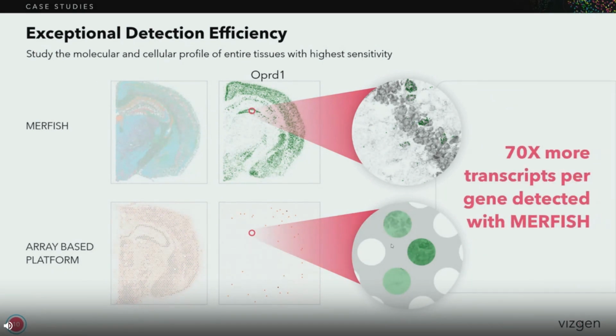When we compare these two datasets, we consistently found that MERSCOPE detects 70 times more transcripts per gene versus the array-based platform. So just think about the difference in terms of sensitivity here, and how much information you will actually lose if you use a technology that doesn't capture much of the RNA transcripts.